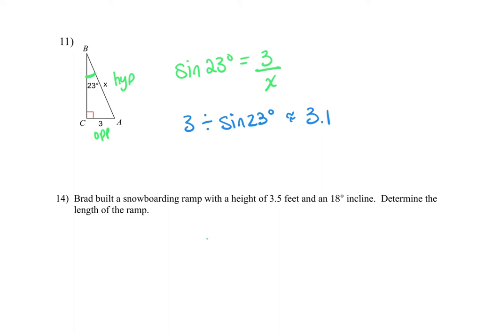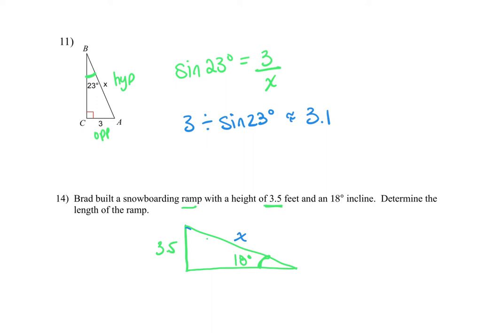Okay. So all of the first and second page here is SOHCAHTOA. All right. The next one, while it's a word problem: Brad built a ramp with a height of 3.5 feet. How tall is the ramp? 3.5 feet. All right. The incline is 18 degrees. That means the incline is 18 degrees. How long is the ramp?